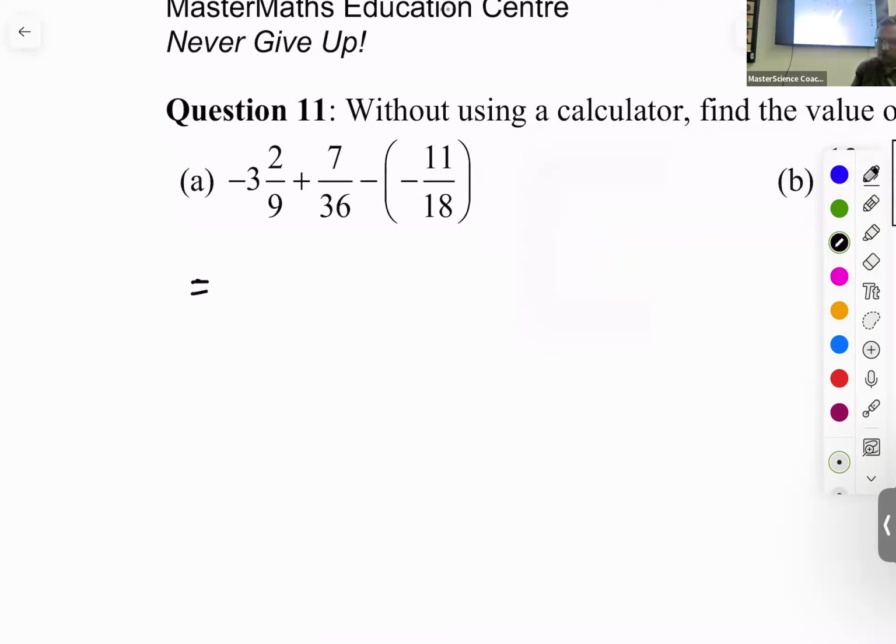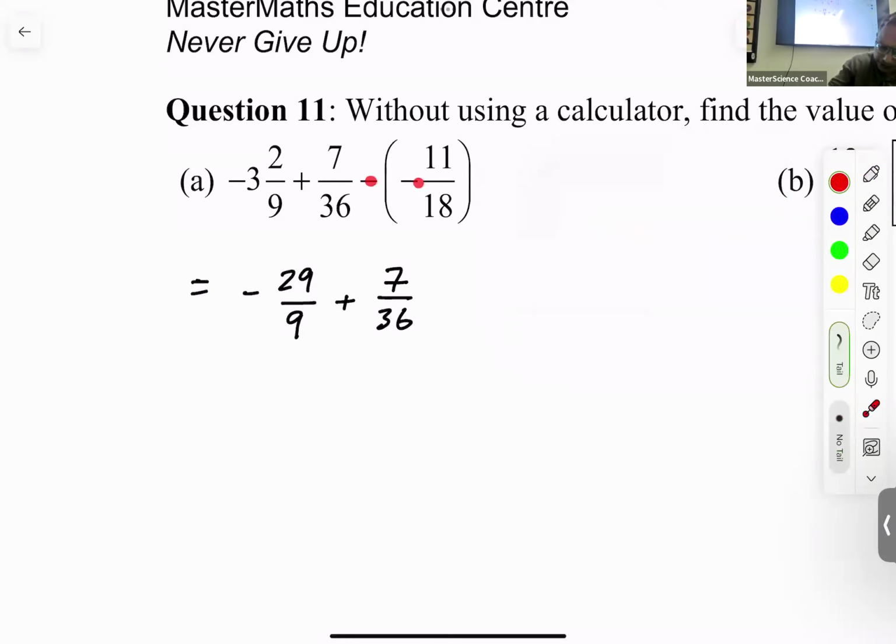Okay, so what is my first step here? My first step here is to change everything to improper fraction. So 3 times 9, 27. 27 plus 2, 29, right? So this will be minus 29 over 9 plus 7 over 36. Here I can do something. What do I do with the minus and minus? Plus 11 over 18. Okay, next thing, what must I do, Shafi?